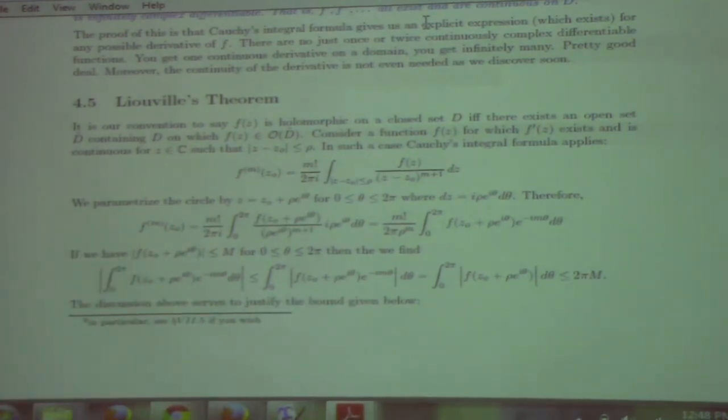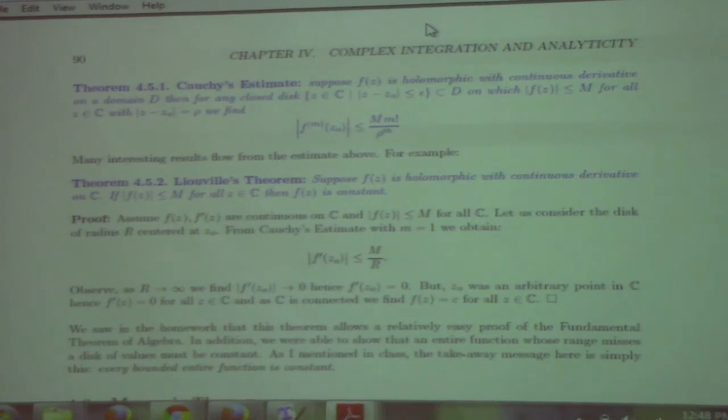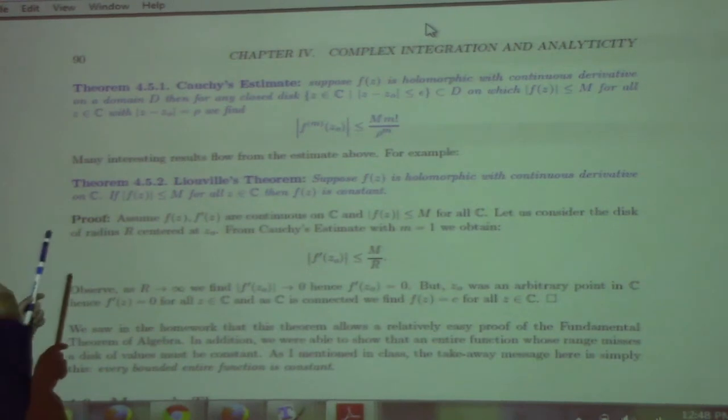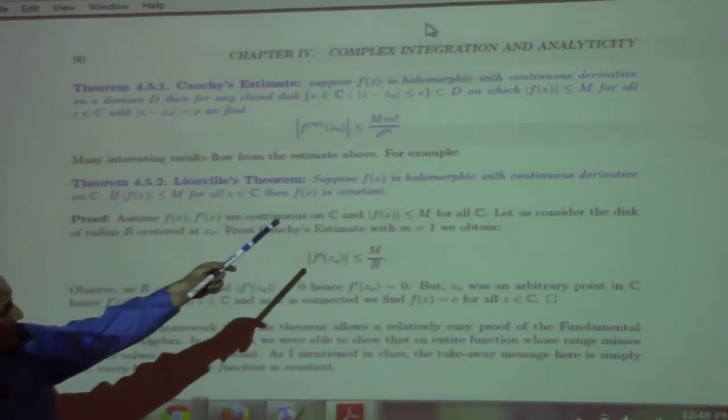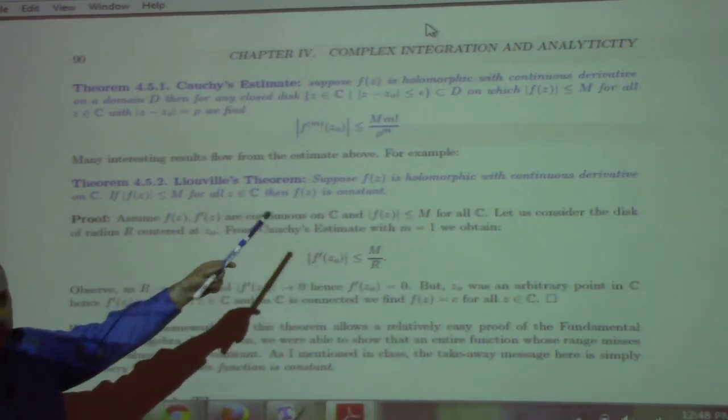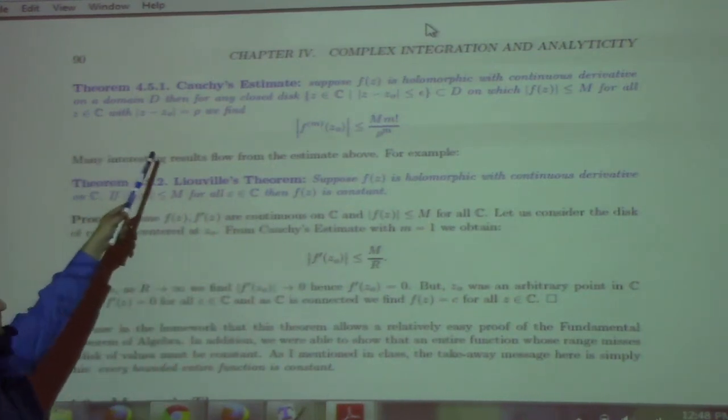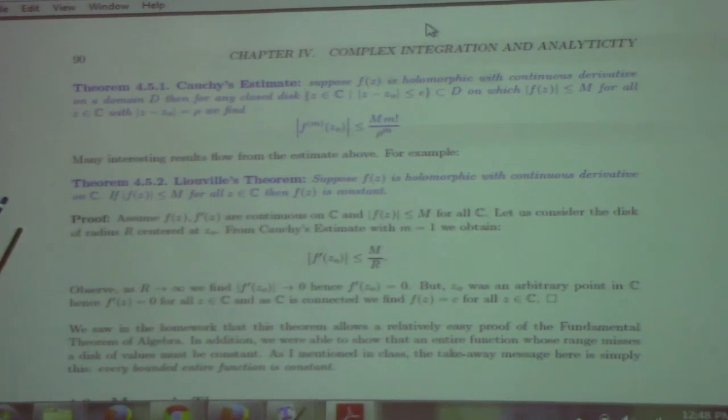And so that gives us what's known as Cauchy's estimate. Cauchy's estimate says that if f is holomorphic with continuous derivative on the domain D, then for any closed disk on which f is bounded for all z on the boundary, you'll notice that the bound, modulus of f of z less than or equal to M, I don't have to have that for the whole disk. I'm saying that I just have the bound on the actual circle, the edge of the disk, which is nice when you're trying to set up a bound and apply this thing.